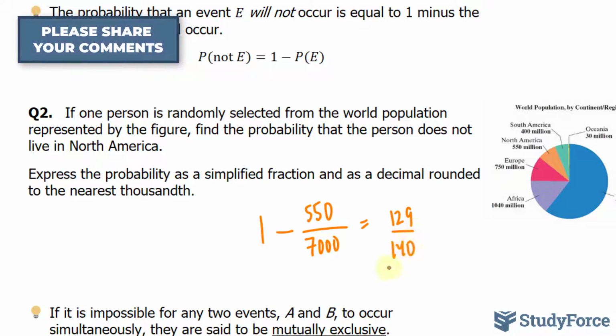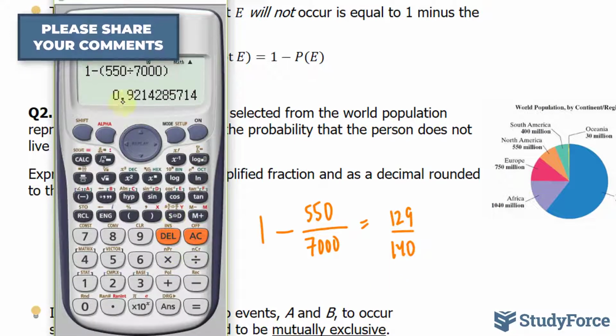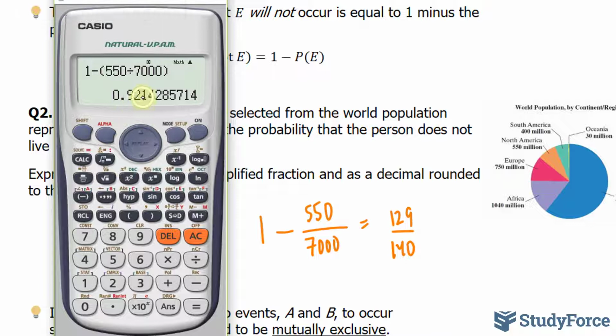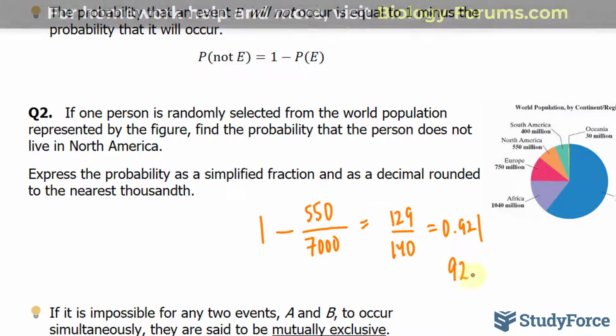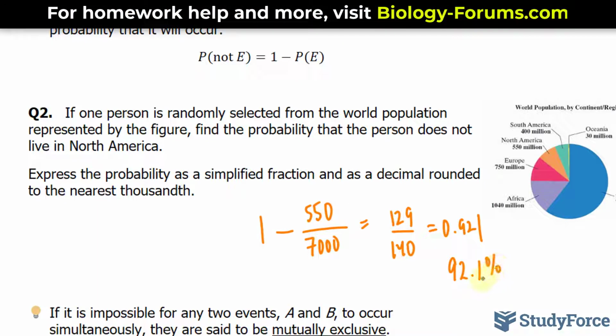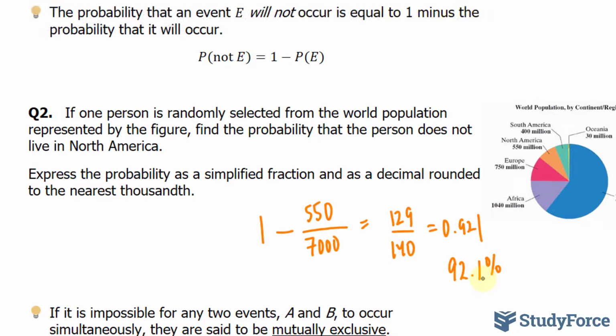And if we want this as a decimal, we click this button, we end up with 0.9214. The thousandths is right here, and the first discarded number is everything after this 4, so we have 0.921 as a decimal. And if we want this as a percentage, we'll multiply this by 100, so we can say that the likelihood of choosing a random person around the globe that's not North American is 92.1%.